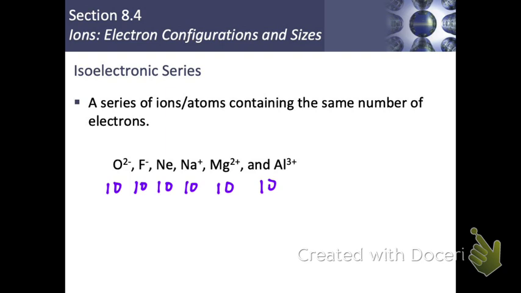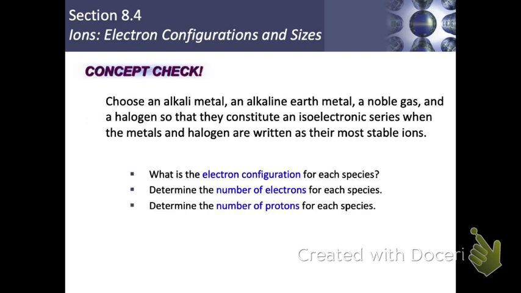Okay? So on the next slide, I want you to pick any alkali metal, alkaline earth, a noble gas, and a halogen so that they contain the same number of electrons. You're going to come up with an isoelectronic series. Okay? What's the electron configuration for each species? Determine the number of electrons for each species and the number of protons for each species.